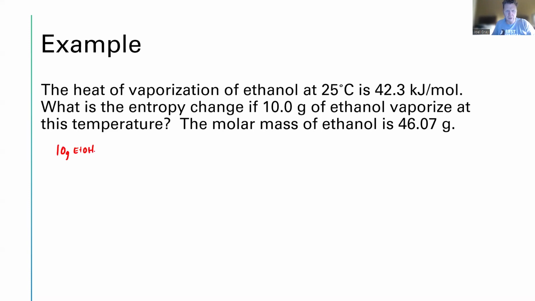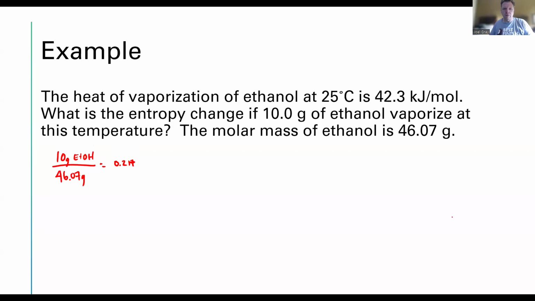And is it 10 grams? Ethanol, you can also write as EtOH. And that has a molar mass of 46.07 grams. That's going to equal 0.217. Okay, so we've got 0.217 moles.